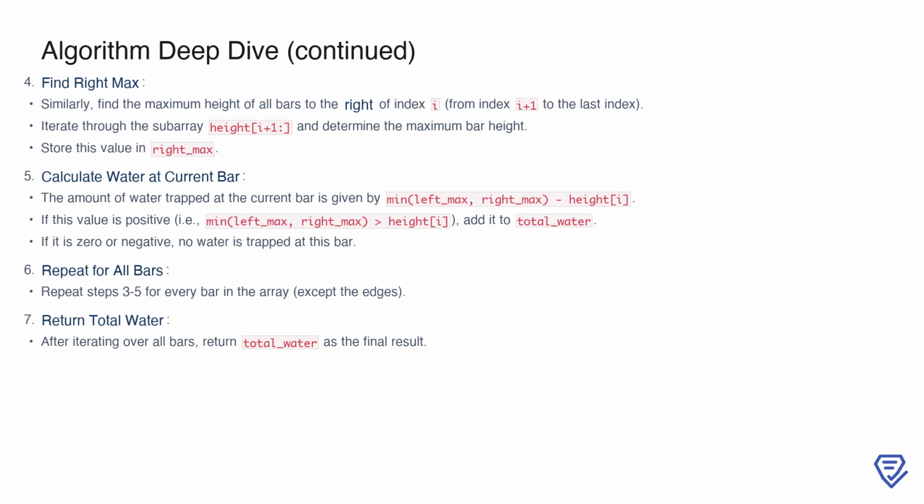Once we have both left_max and right_max, we can calculate the amount of water trapped at the current bar. This is determined using the formula min(left_max, right_max) - height[i]. If the result is positive, it means water can be trapped at this bar, and we add the value to total_water. If the result is 0 or negative, no water is trapped, and we move on to the next bar. These calculations are repeated for every bar in the array, excluding the edges. Finally, after processing all the bars, the value of total_water is returned as the total amount of water trapped.